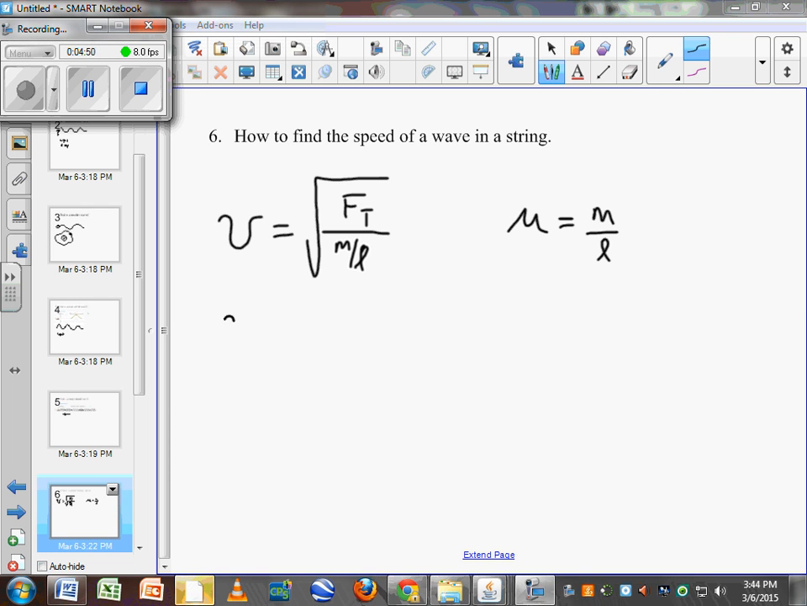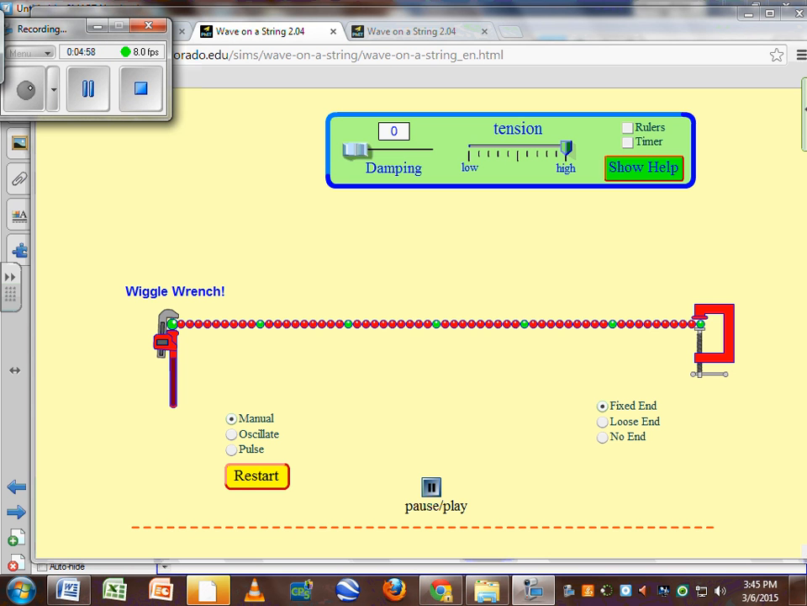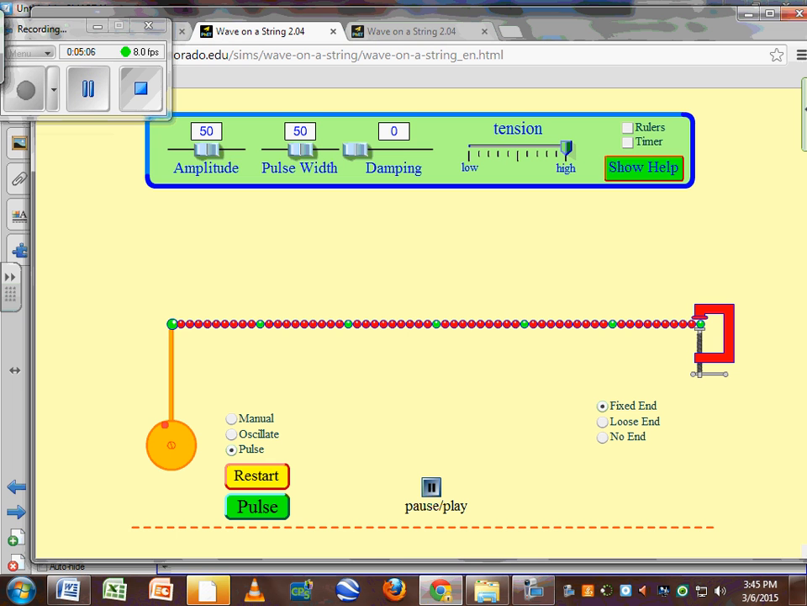In the textbook, you see this equation here: the square root of the force of tension all over mu. Now this simulation here will let us look and see what the tension does for the speed of the wave. If I send a pulse down, you see this wave travel downward and it comes back and goes back again.